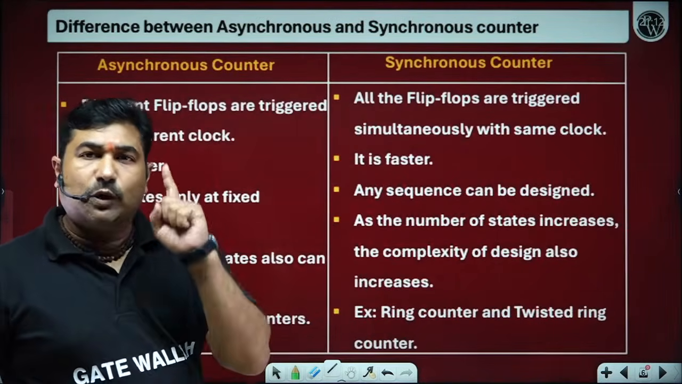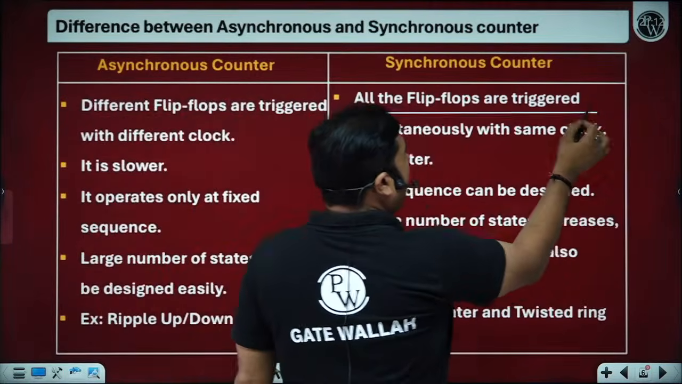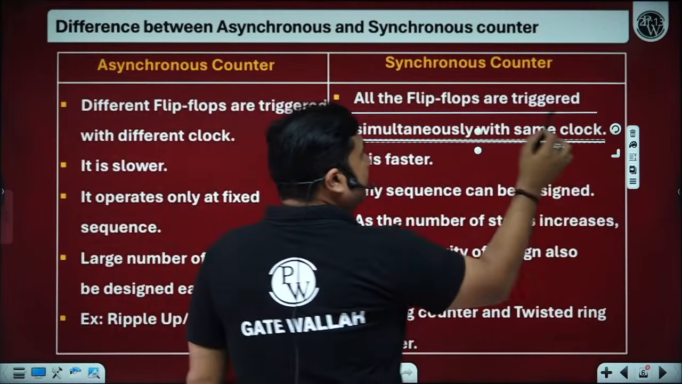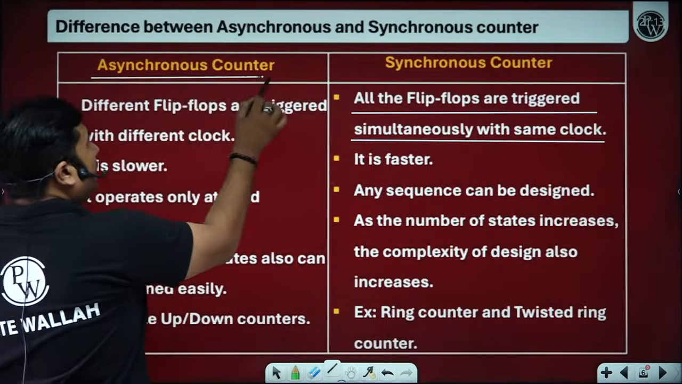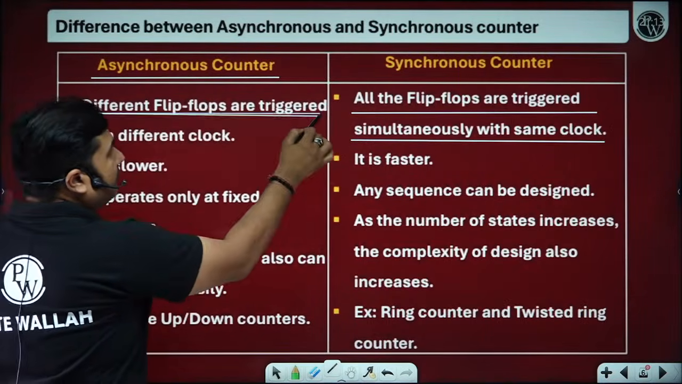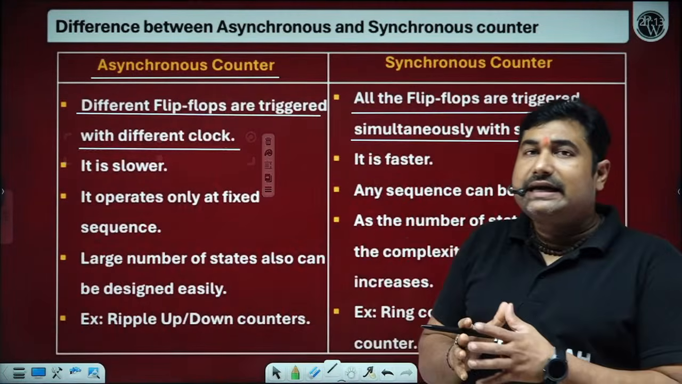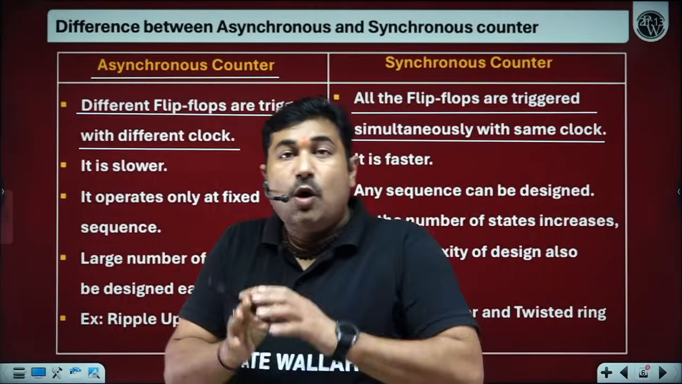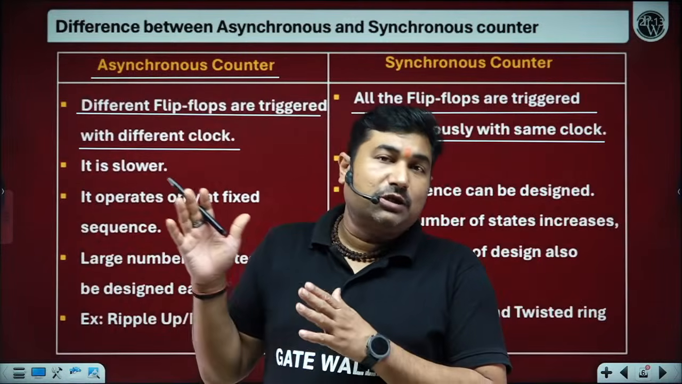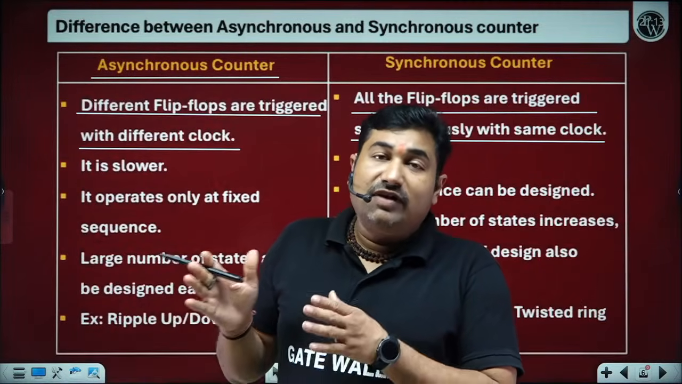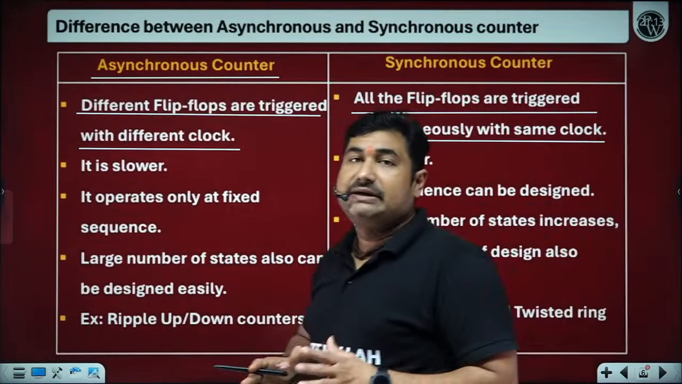The one and most important difference is, in synchronous counters, all flip flops are triggered at the same time with the same clock. However, in asynchronous counters, different flip flops are triggered with different clocks. In short, in synchronous counters, all flip flops are connected to the same clock, whereas in asynchronous counters, different flip flops are connected to different clock pulses.